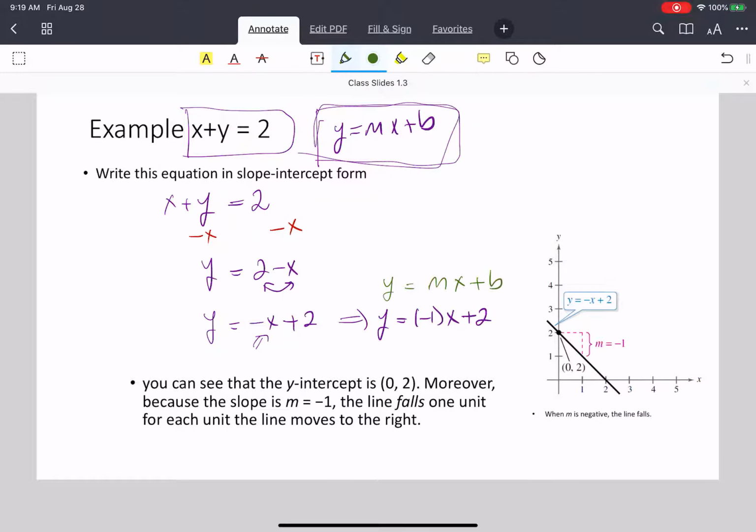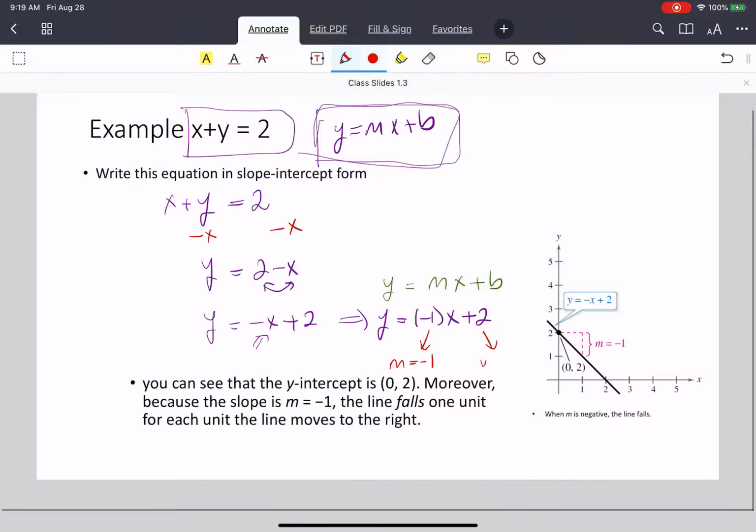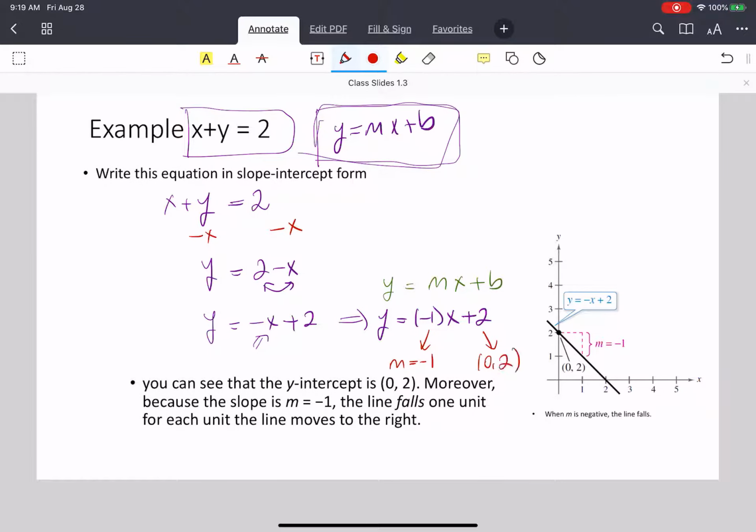So what I know about this now is that the slope of this equation then has to be negative 1, because that's what x is being multiplied by. And then because b is 2, the y-intercept has to be 0, comma 2. And then on the right hand side, we give the graph of this line, negative x plus 2.